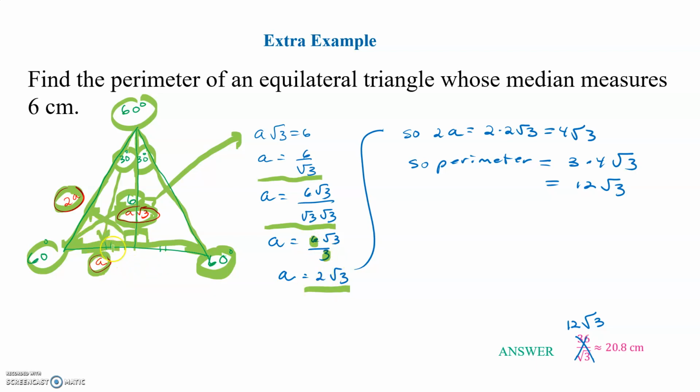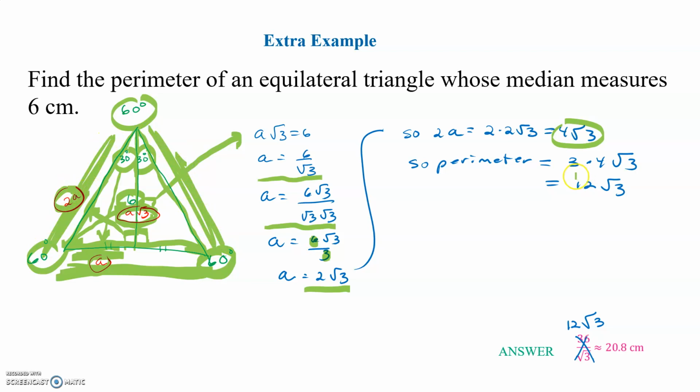So a is 2 square root of 3, so that's this piece here, but I want the whole side if I want the perimeter. So that would be twice that. So one side would be 4 square root of 3, and the other side is 4 square root of 3, and the other side is 4 square root of 3, so 3 times 4 square root of 3 gives me an answer of 12 square root of 3.